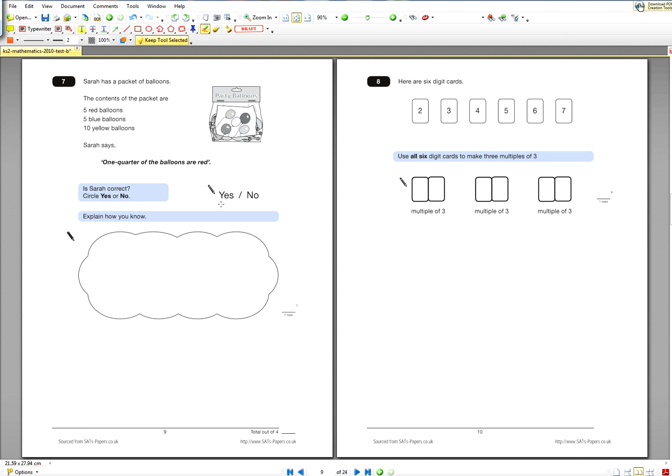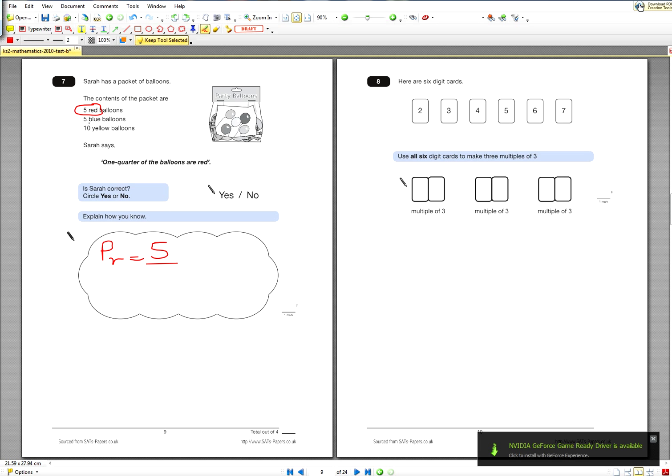Next paper. Question number 7. Sarah has a packet of balloons. The contents of the packet are 5 red, 5 blue, and so on. Sarah says 1/4 of the balloons are red. So, how many red first of all? 5. So the probability of a red is equal to 5 out of how many? 20. You got 5, 10, 20, so you got 20 balloons.